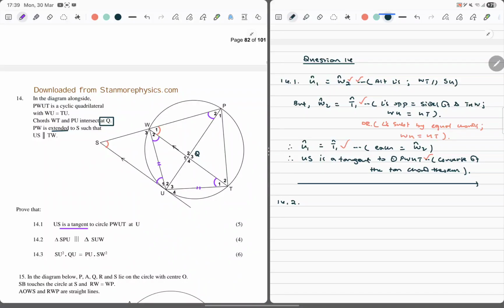14.2 says we need to prove that SPU, where is it? So there is our SPU. We need to prove that it is similar to SUW. So we are comparing this nice green outlined triangle and that yellow shaded triangle. That's not a problem. In triangle SPU and triangle SUW, we can already see that angle S is common.